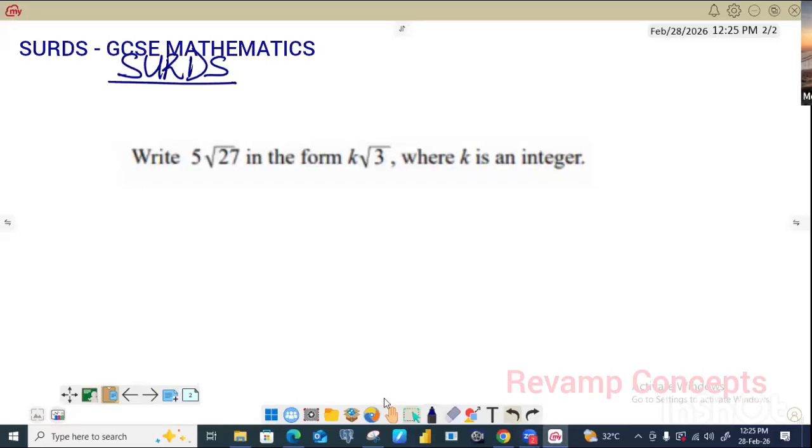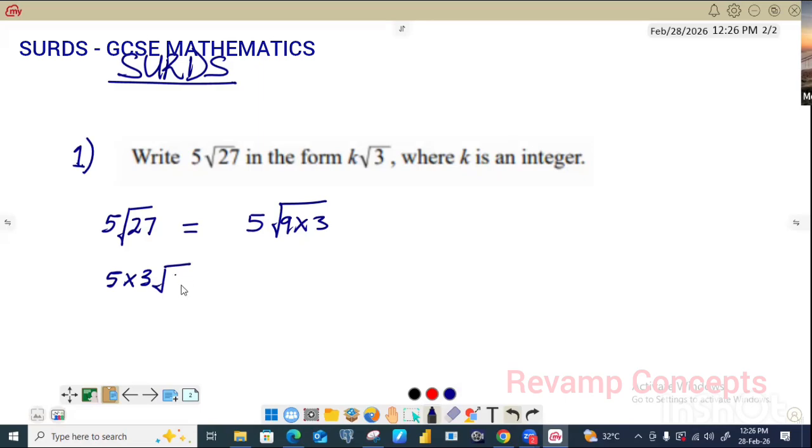Now, expressing 5 root 27 in the form of k root 3, you can simply think of the factors of 27. So 5 root 27 can become 5 root 9 times 3, and that is 5. Root of 9 is 3, so 5 times 3, root 3, and this will be equal to 15 root 3.